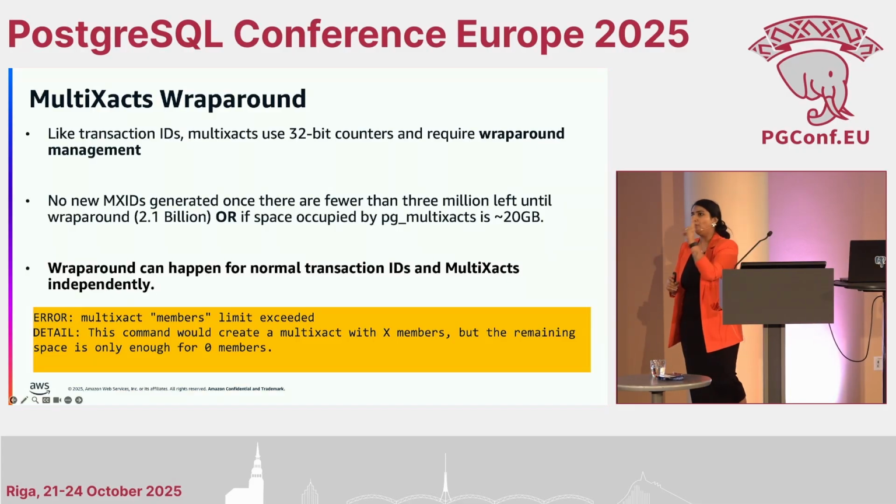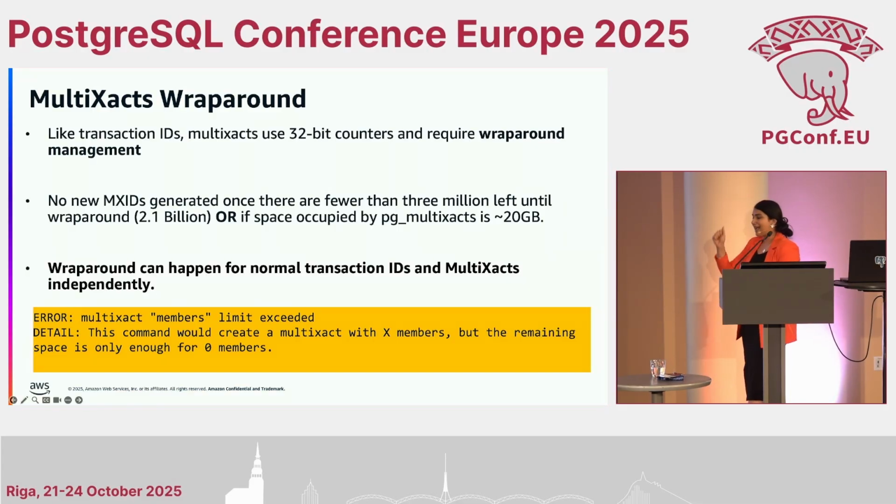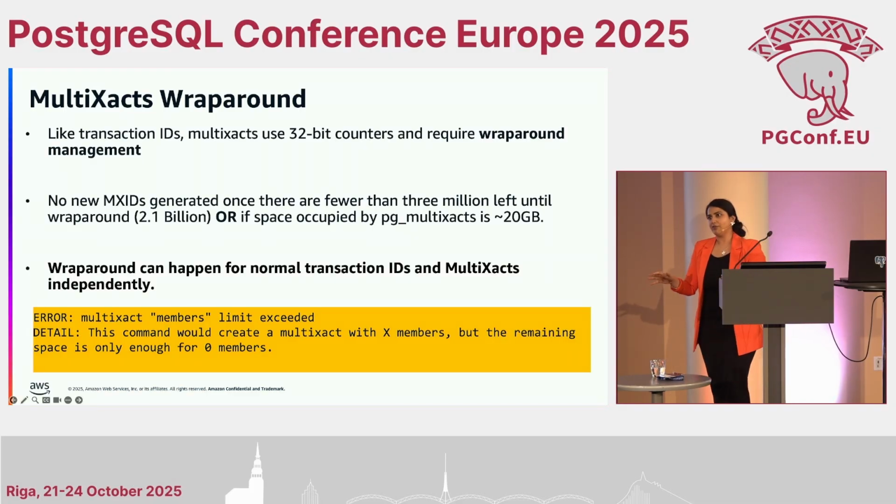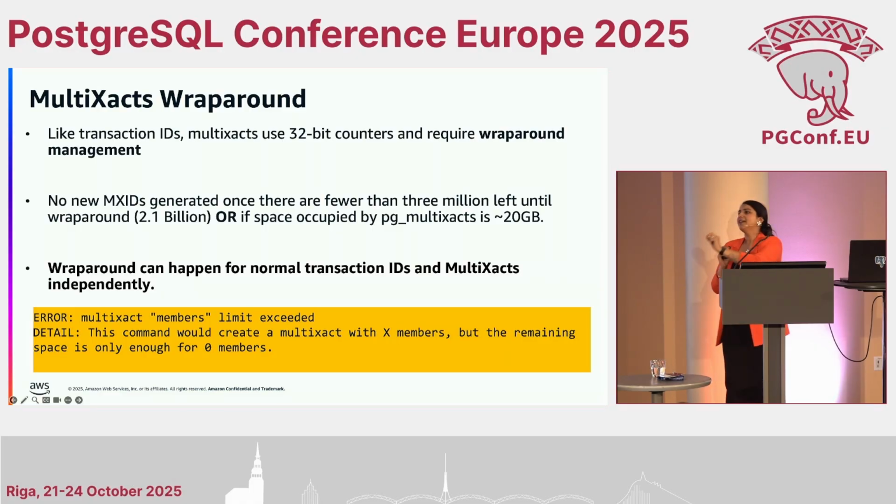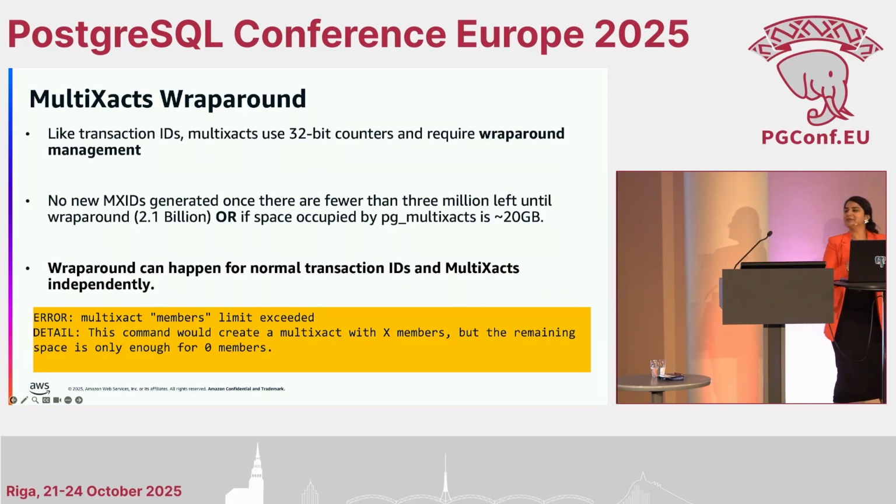Wraparounds can happen for both normal transaction IDs and MultiXacts independently. This is one main thing to note, another key takeaway from today. At least for RDS and Aurora Postgres, you have a metric for standard transaction IDs, the one I showed in the beginning, so you can put alarms on it. It's easier to monitor. But for MultiXacts, by default, we don't have a metric in RDS and Aurora Postgres. It's harder to track, but the wraparounds can happen for both.